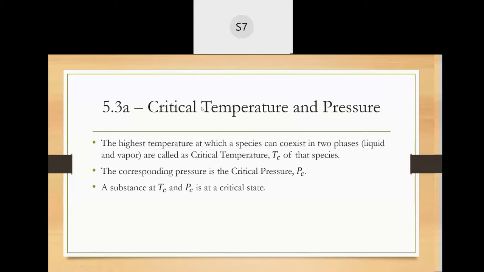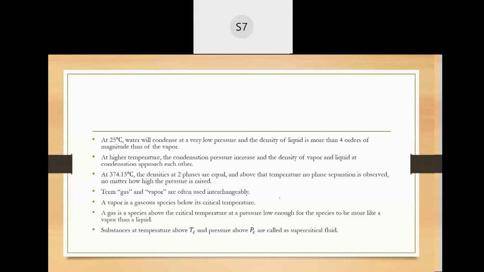For the critical temperature and pressure, the highest temperature at which a species can coexist in two phases, liquid and vapor, is called the critical temperature of the species. And the corresponding pressure is the critical pressure, PC. Substances at Tc and PC are at a critical state.